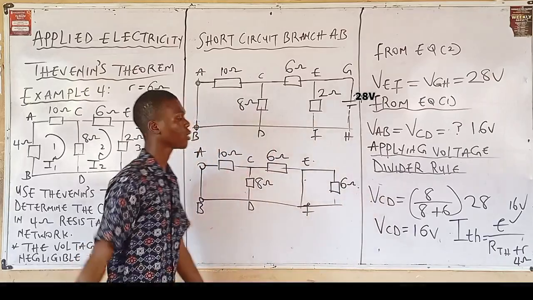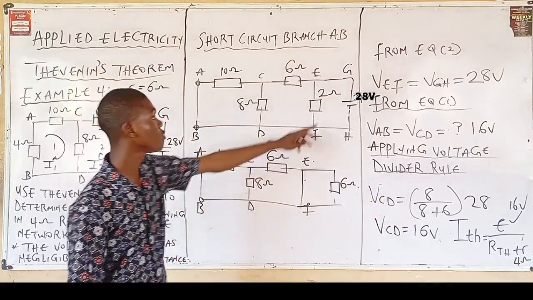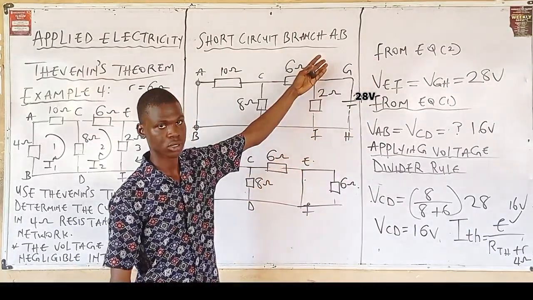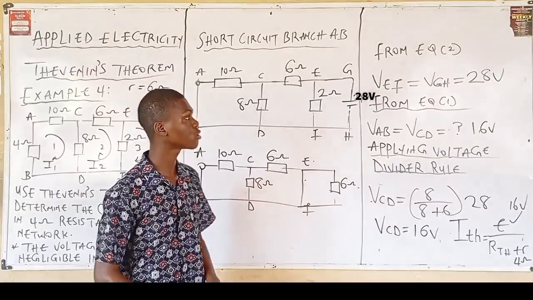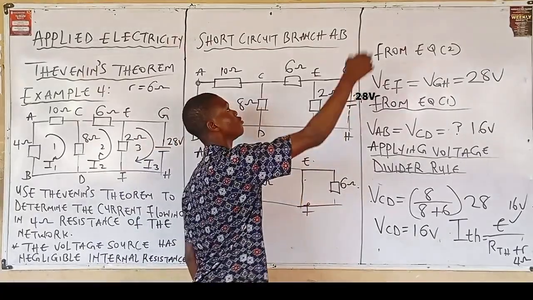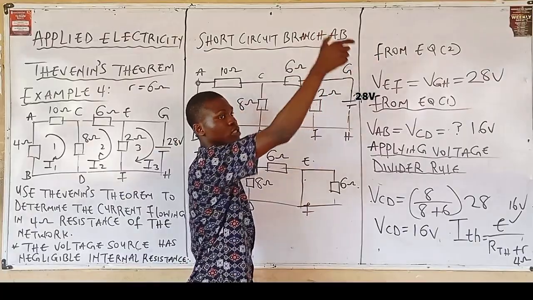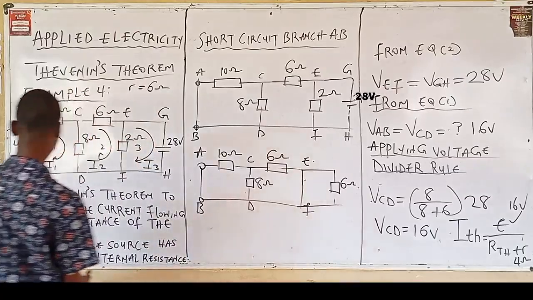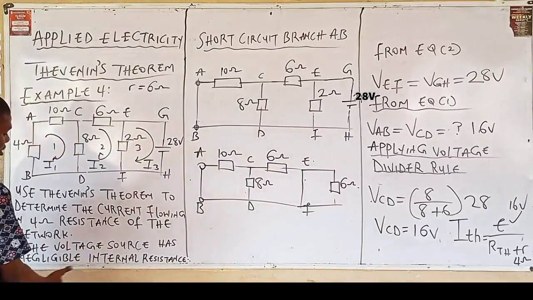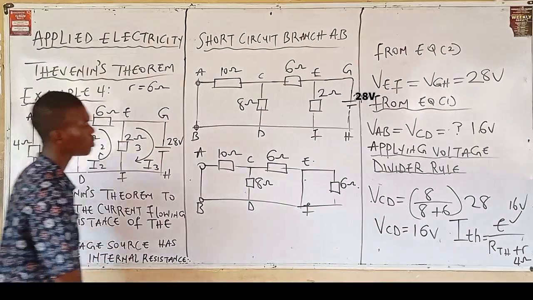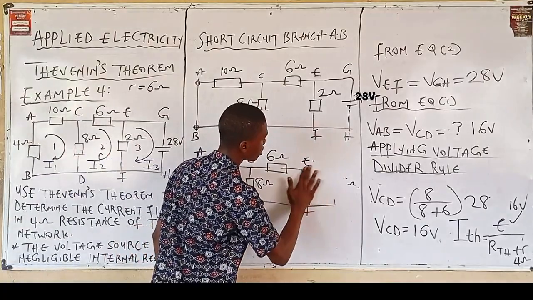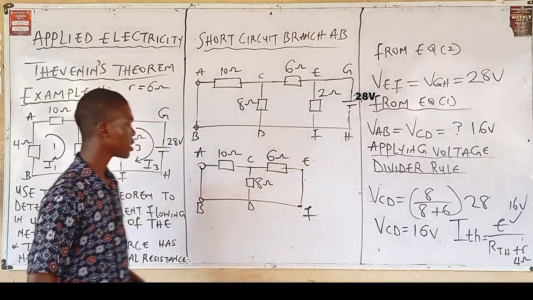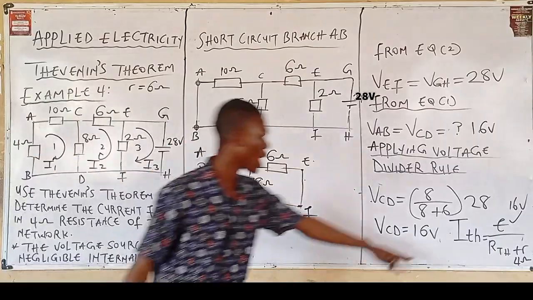Observe, I've removed the 24 volts itself and I've also removed the 2 ohms. The concept here is that you're removing this 24 volts, and you're also removing this 2 ohm resistor, replacing it with the internal resistance. But from here, the question says that the source voltage has negligible internal resistance. So I have my diagram in this manner. Alright, having said that, let's solve for our RTH.